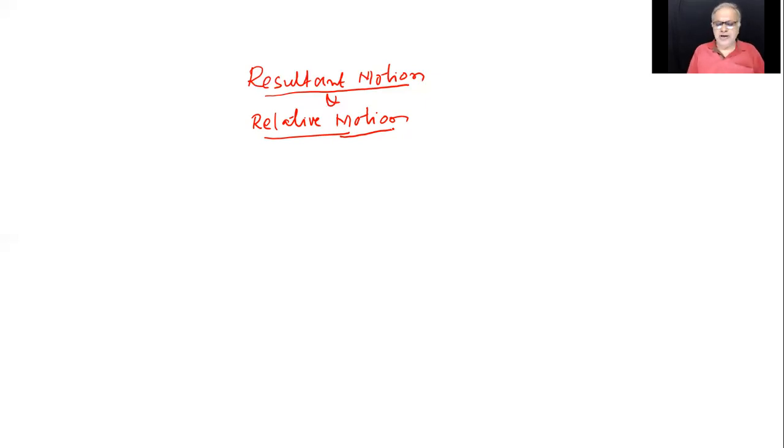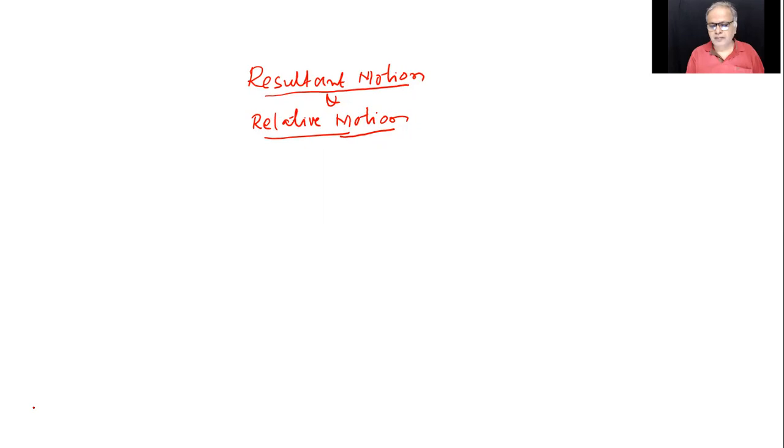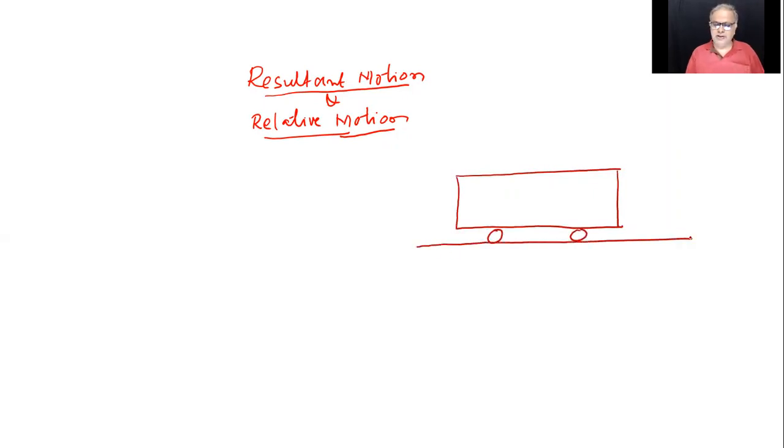What is this resultant motion or relative motion? I'll give you a simple example. I'll start with an example here, the simplest of the things to understand. Say there is a carriage moving like this with 10 meters per second. There is a person standing on the ground.